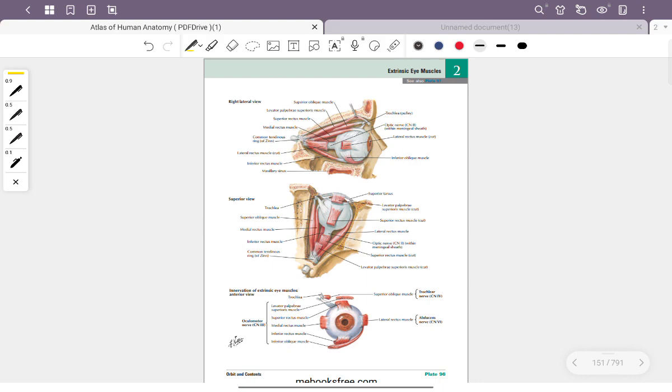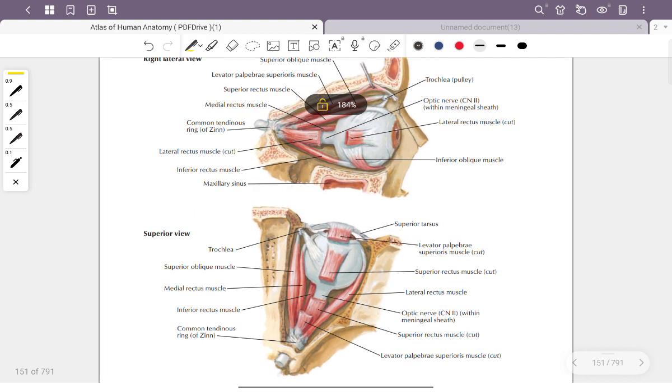There are also intrinsic eye muscles, which are located inside the eyeball. Sorry, just give me one second. So, extrinsic eye muscles are located just outside the eye, and intrinsic muscles are located inside the eyeball. In this lecture, we will discuss the extrinsic muscles, which are just located outside the eyeball.